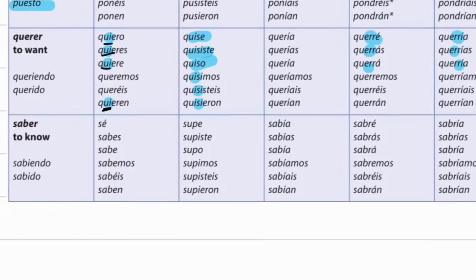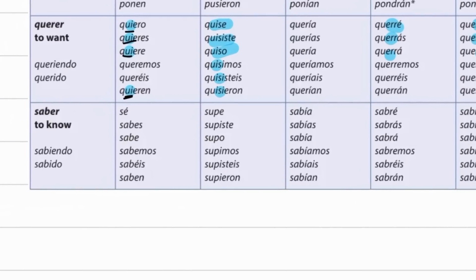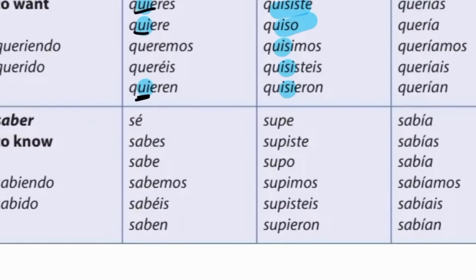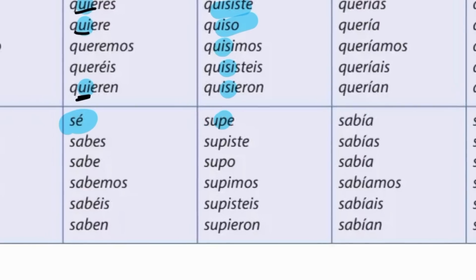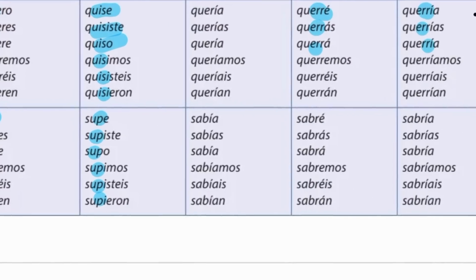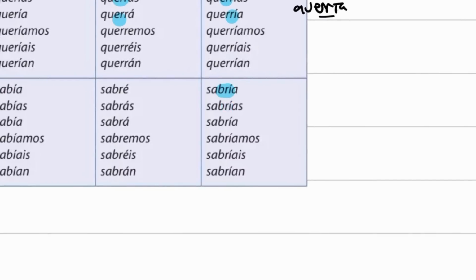Okay, and last but not least, saber is quite a tricky one as well. So in the present tense, sé, when we say, for example, lo sé or no sé or whatever, it's saying I don't know something, saber. That's irregular there. In the preterite tense, the U and the P, sort of irregular there. And in the conditional and the future tenses, we've got that BR again, so sabría versus sabería, sabría.